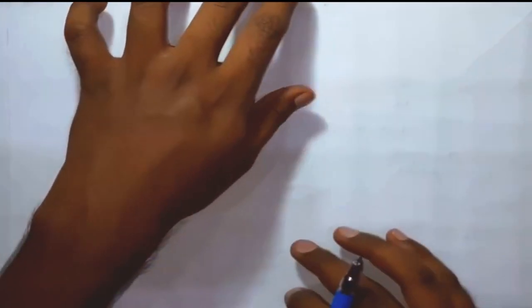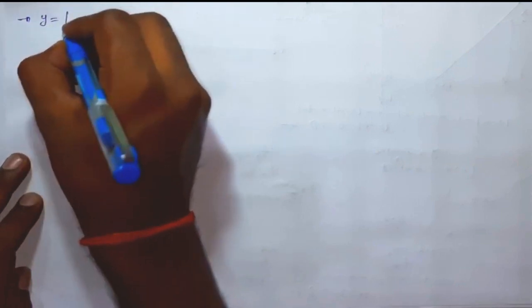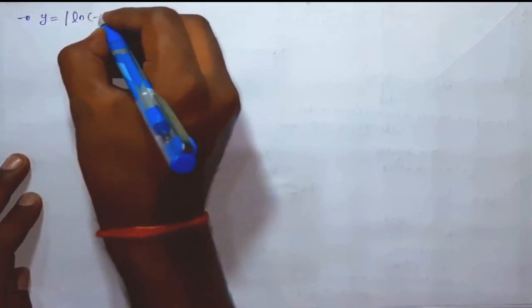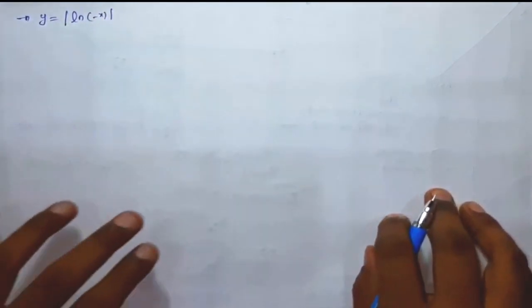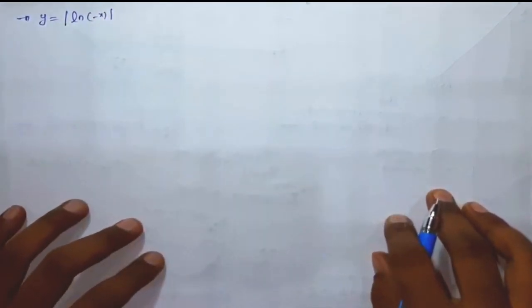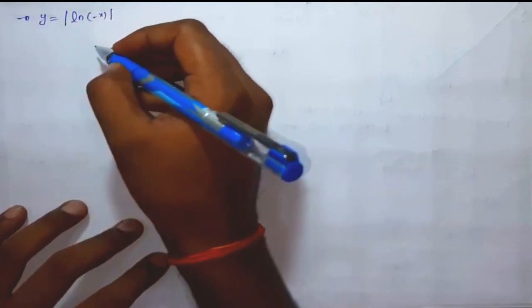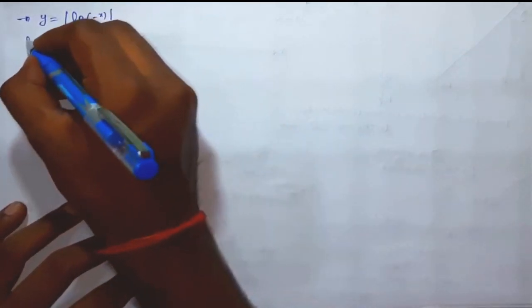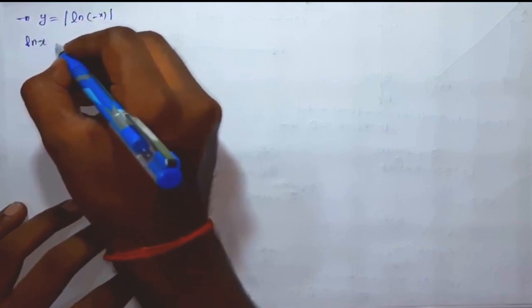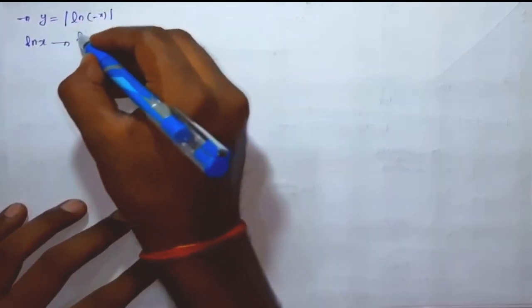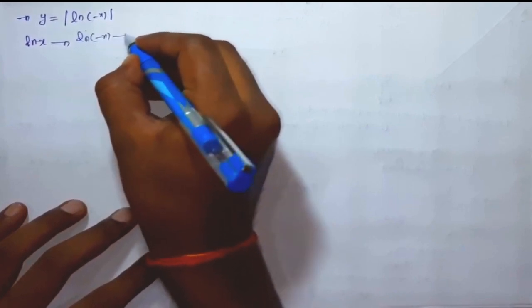Some more examples. The next example is y equals mod of ln of minus x. We need to draw the graph of this function, then calculate the domain and range of this function also. So how will we draw it? We will draw the graph step by step. First we will draw ln of x, then ln of minus x, then mod of ln of minus x.